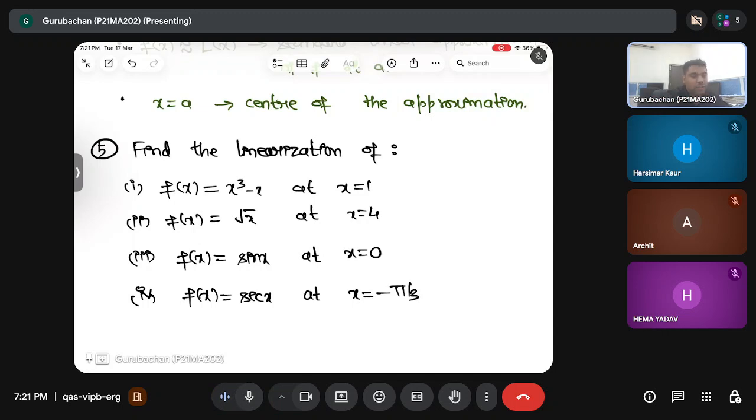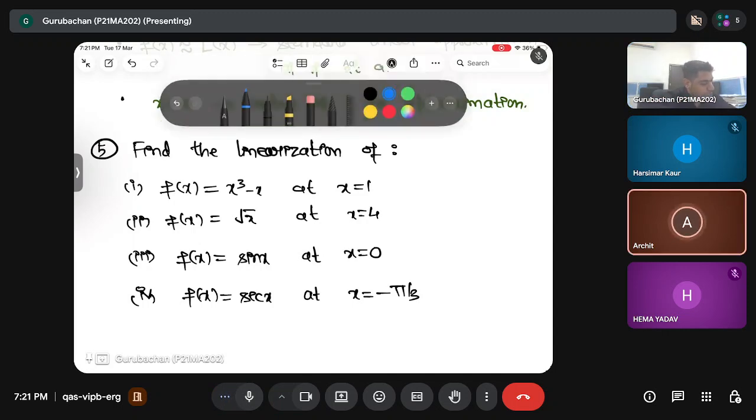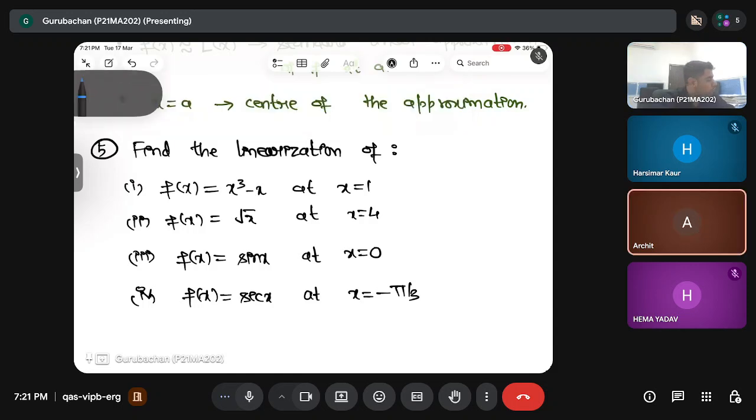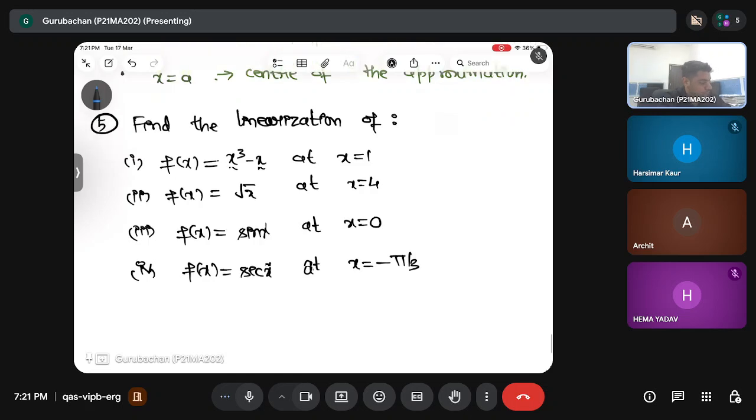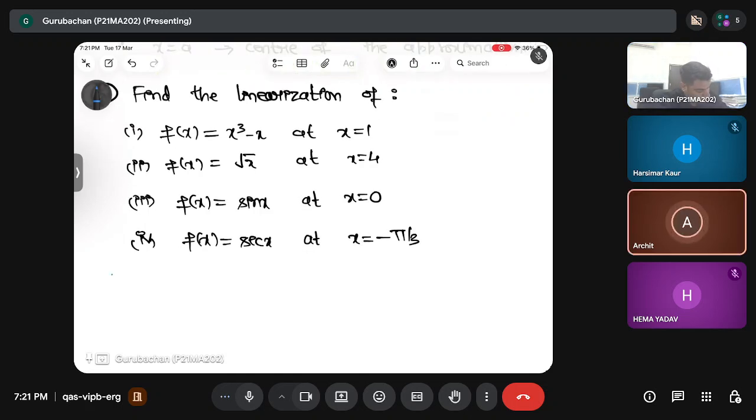So what are the linearizations of the given functions? Sir, for the first one, it's 2x minus 2. Okay. Second one, it's (x plus 4) upon 4. Okay. For the third one, it's x. Okay. And sir, last one, minus 2 plus 2 root 3 into (x plus pi by 3). Okay. So let me go through it quickly.